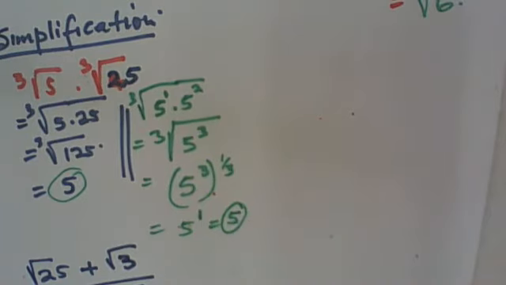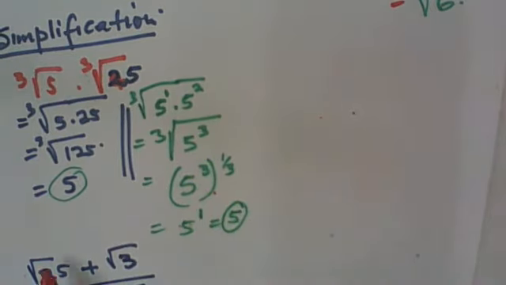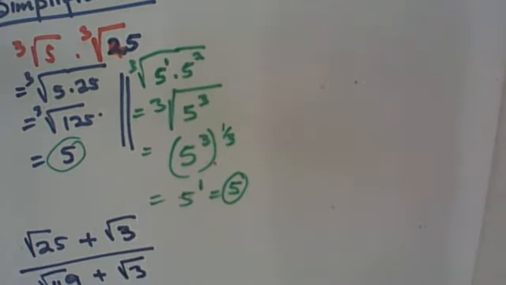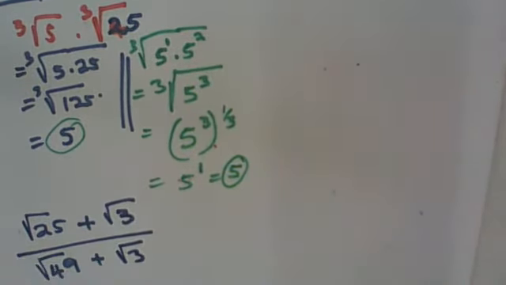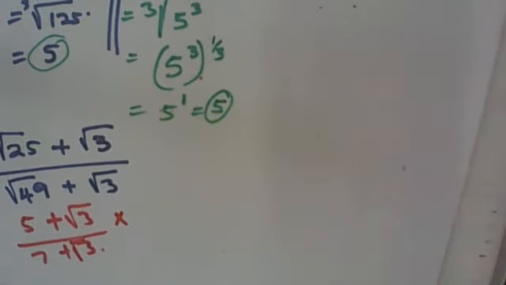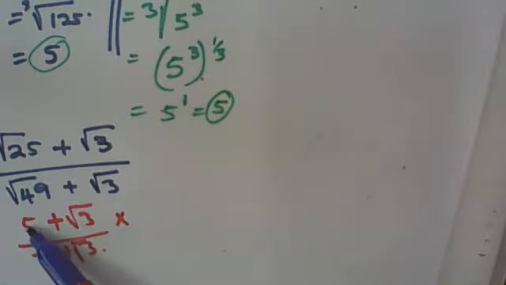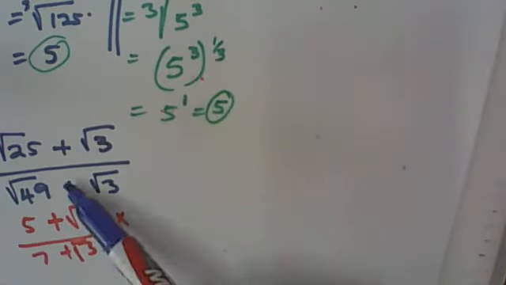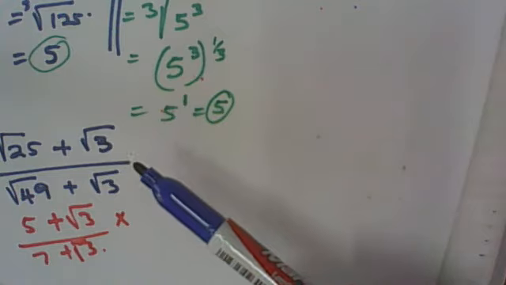In a case like this, you are going to simplify this. The square root of 25 is 5, so we have 5 plus the square root of 3. And then here, what do you have? You have over 7 plus the square root of 3. Because the square root of 25 is 5, the square root of 49 is 7, then it's plus root 3.